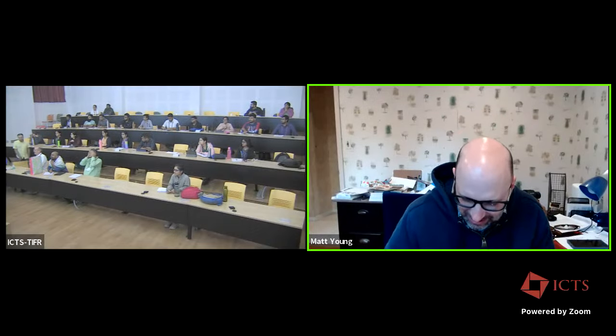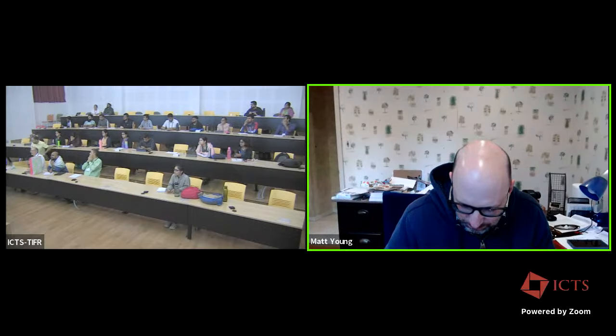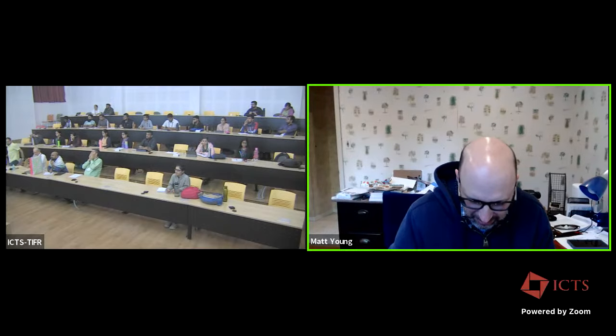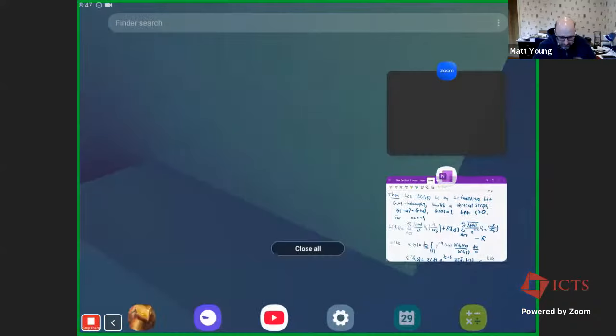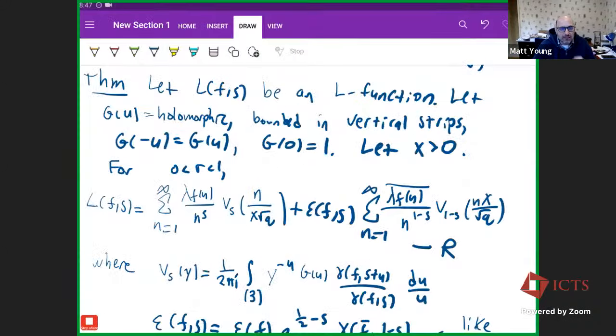Okay. So thanks. Let me share my tablet. Okay. So this is what we finished with last time. Just to review briefly, we defined L functions in general, and we wrote down a bunch of examples, and we set up all the notation about L functions, and so I finished by stating a theorem, which is the approximate functional equation.